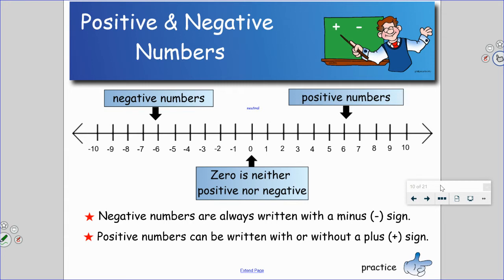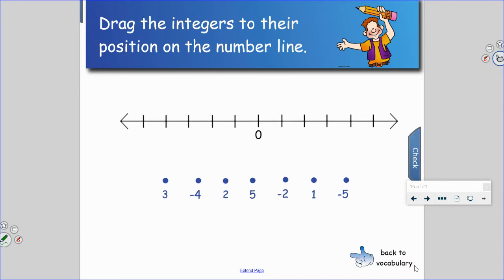Positive numbers may be written with or without a positive or plus sign, but negative numbers should always be written with that negative symbol, or you could say the opposite symbol. After all, please remember that negative numbers are simply the opposites of their positive counterparts.